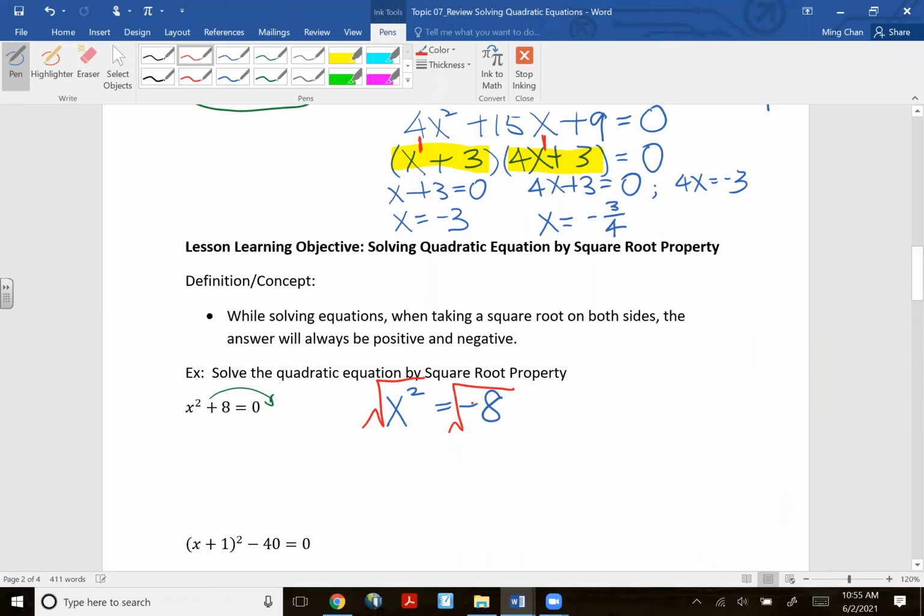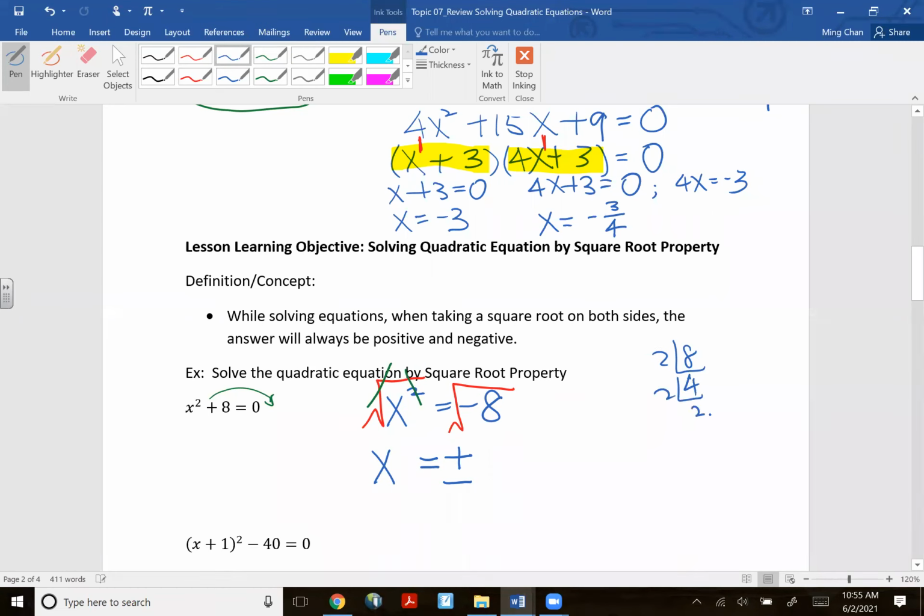So when I take a square root on both sides, square and square root cancel out. I should have an x. When I take a square root on both sides, my answer will always be positive and negative. Okay, two answers. All right, let's simplify this. Square root of 8, simplifying the radical.